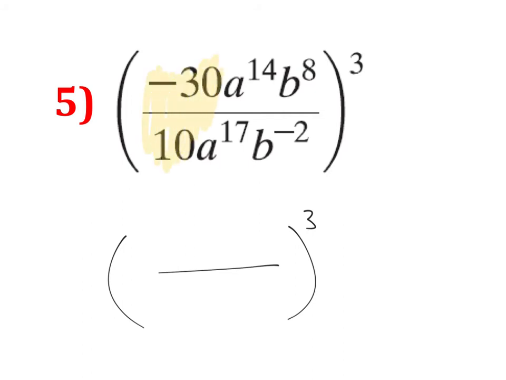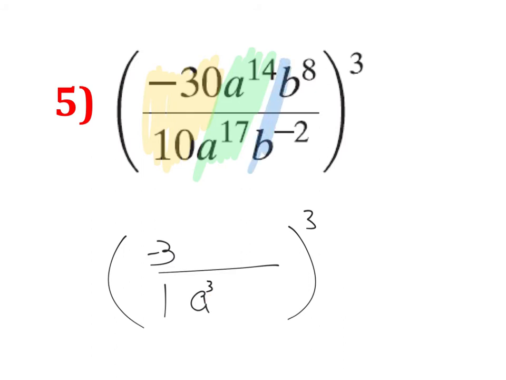Again, negative 30 over 10 would be negative 3 over 1. If I look at my A's, I've got 14 A's up top, 17 A's down below. If I were to cancel things away, I'd have 3 A's remaining, and those 3 A's would be in the bottom. Or you could do 14 minus 17 to get negative 3. Negative means it goes down below.